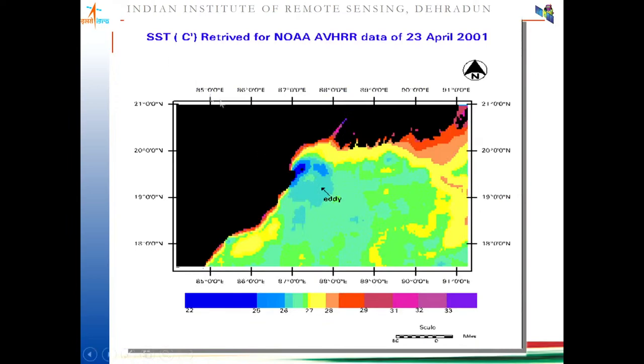You can see this is the map of the Bay of Bengal region from the NOAA SST map on 23rd April 2001. This is a concentric ring, an eddy structure. You can see the temperature here: this is the low temperature, biased to 25 degrees, and this side is the high temperature. The concentric rings are here, so this is the eddy structure.